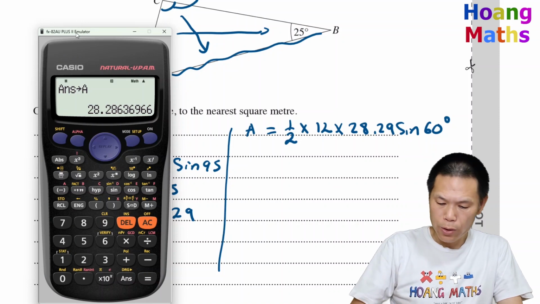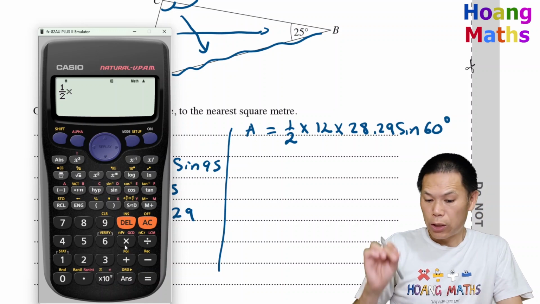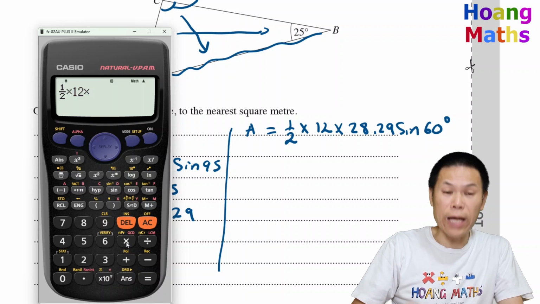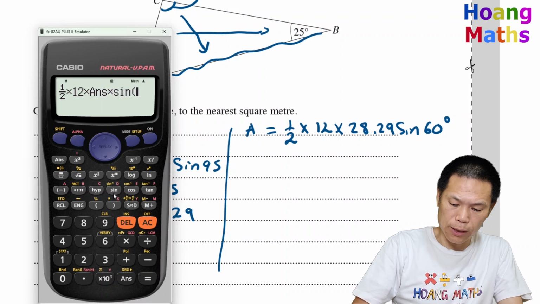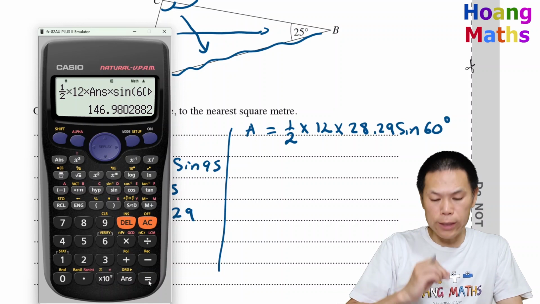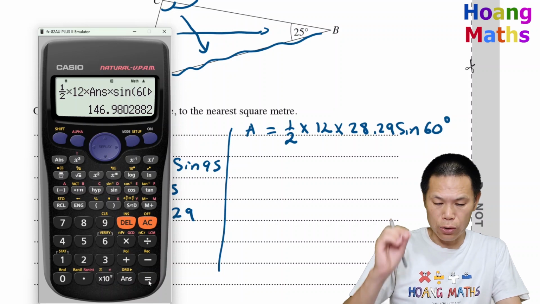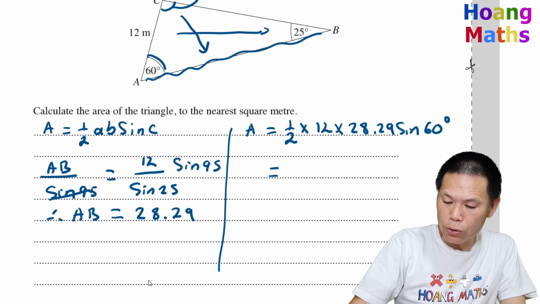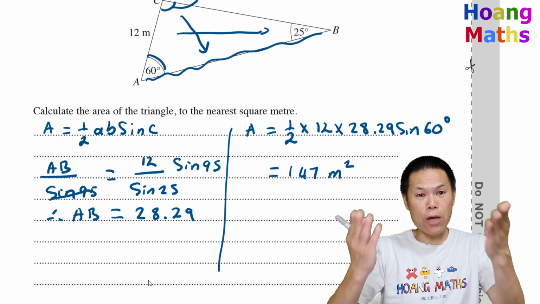So just go 1 over 2 and we times 12 and times 28.29. That was the last one I did. So it just times answer and we times sine of 60. That would do. So there you go, 146.98. But we need to round to the nearest square meter. So we just go 147, which is equal to 147 square meters. So there you go.